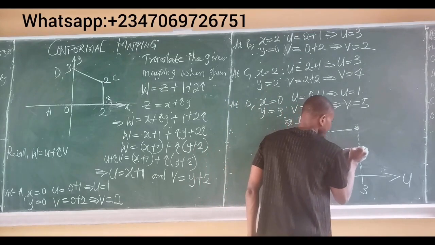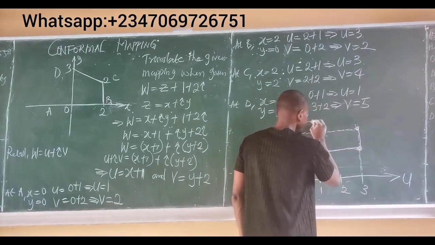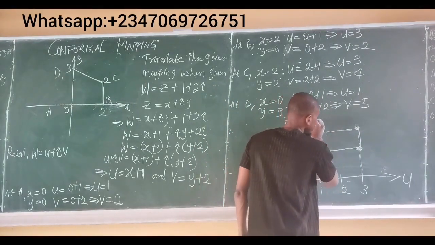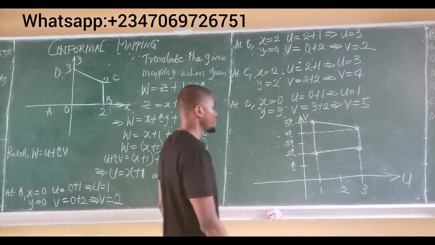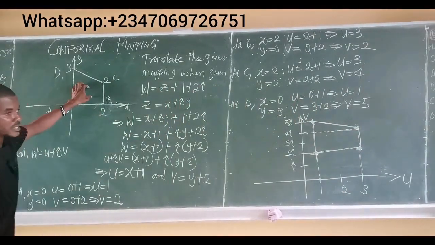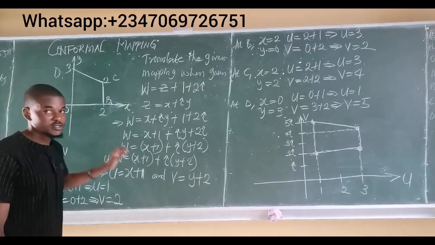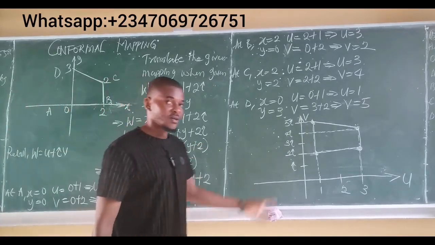Join these points together. So we have been able to what? Translate this given map, as can be seen. We've been able to translate it into this, what is there.